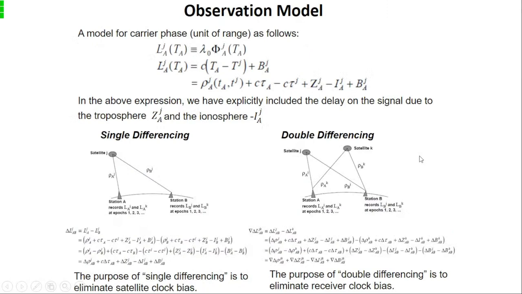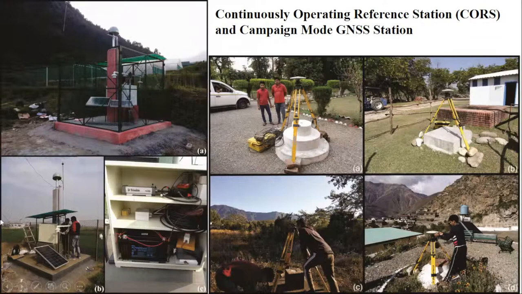This is the single difference sensing and double difference sensing to eliminate the clock error from the users and eliminate the clock error from the satellite. So these are the permanent stations we are monitoring in the Himalayan region and in the Indo-Gangetic region. And these are the campaign stations. We are going episodically and acquiring the campaign data for 4 to 5 days, and then we are processing it, and then we are going for this modeling purpose.